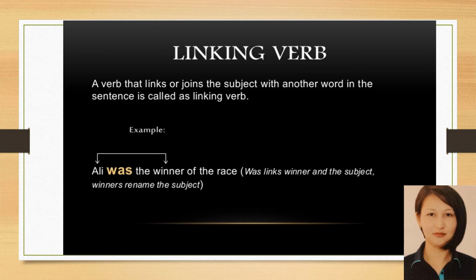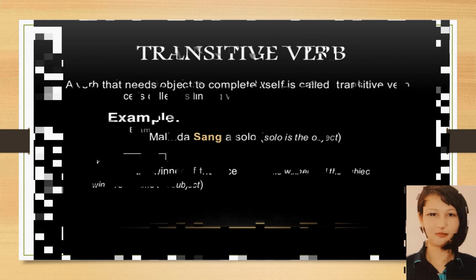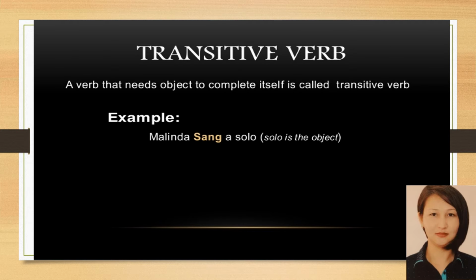Linking verb. A verb that links or joins the subject with another word in the sentence is called a linking verb. For example, Ali was the winner of the race. Was links winner and the subject. Winner's name. Transitive verb. A verb that needs an object to complete itself is called a transitive verb. For example, Melinda sang a solo. Solo is the object.